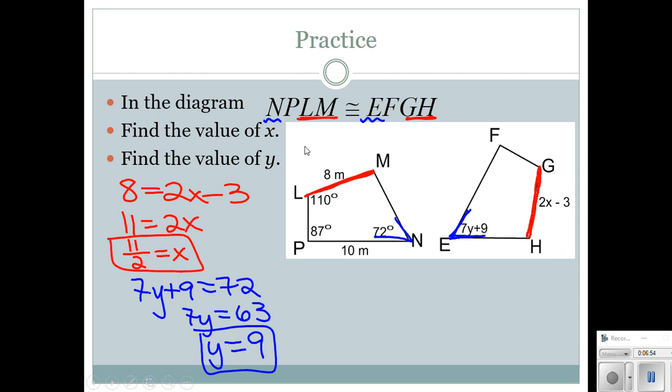So we're gonna practice more. You have quadrilateral NPLM is congruent to EFGH right here. We're gonna find the value of x and y. So we're gonna use algebra. What you're going to do is N and E are corresponding. Then that means they are the same, congruent. So you see this N and E, they are matchy-matchy, and they're 72 and 7y plus 9. So you can set up an equation that 72 equals 7y plus 9. Subtract 9, divide by 7, and you are able to solve for y, which is 9.